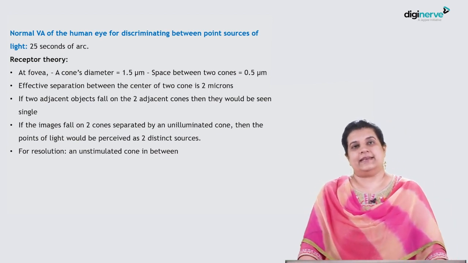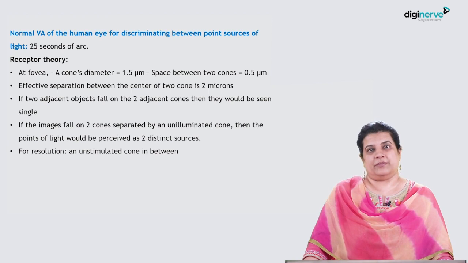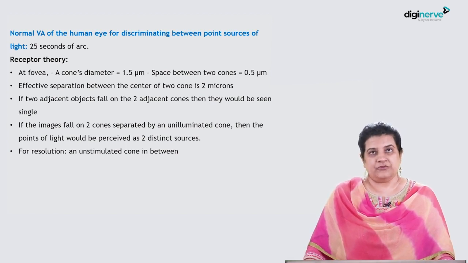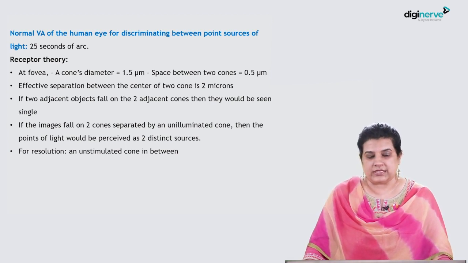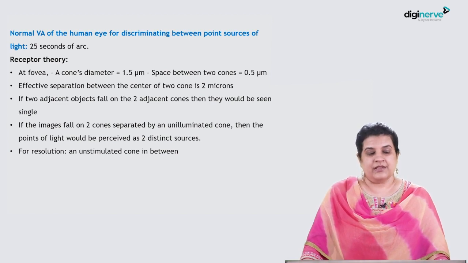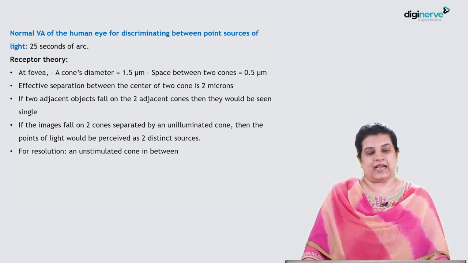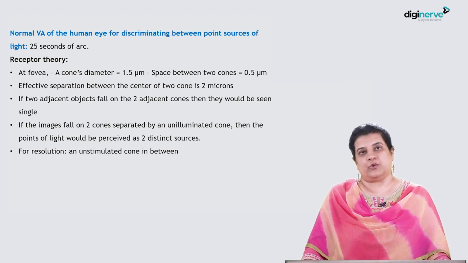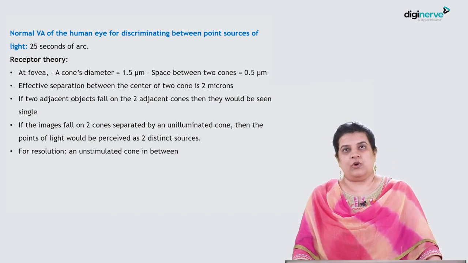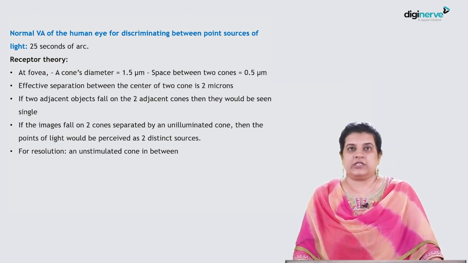You have to understand that there is a theory behind this concept of being able to distinguish two objects as two separate ones. At fovea, the cone's diameter is about 1.5 microns and the space between two cones is 0.5 microns. The effective separation that comes out between the center of two cones is 2 microns. If two adjacent objects fall on two adjacent cones, then they would appear to an eye as one object.